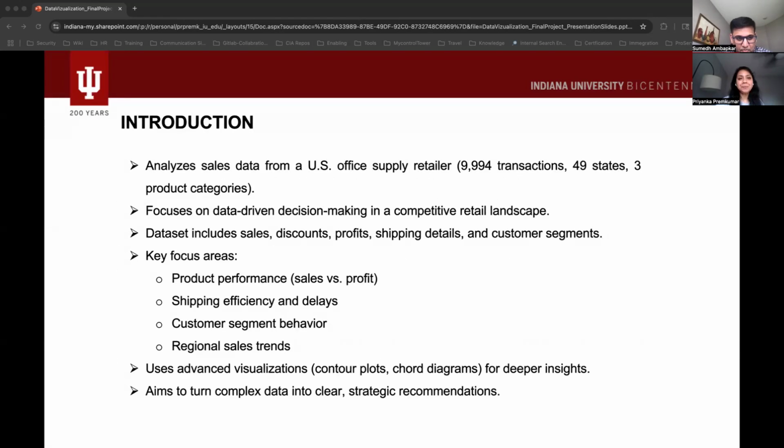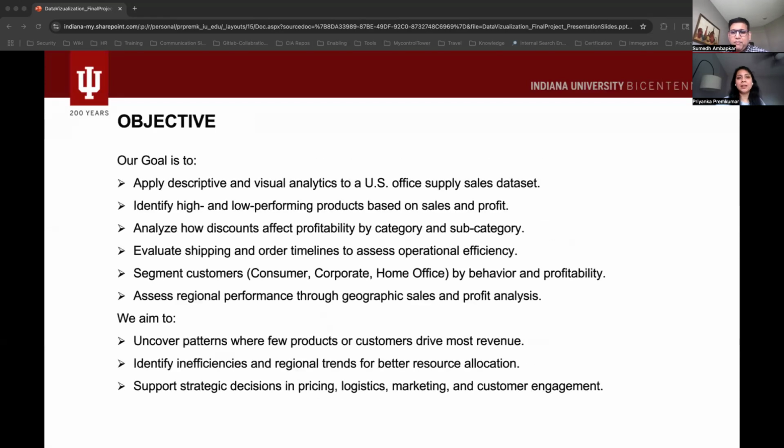Next slide. This project uses descriptive and visual analytics on the above data set to support strategic decisions in pricing, logistics, marketing, and customer engagement. We analyze product performance, discount impacts, and shipping timelines to identify inefficiencies. The customer segmentation and regional analysis reveal behavioral patterns and geographical trends as well. Together, these insights turn raw data into actionable business intelligence.